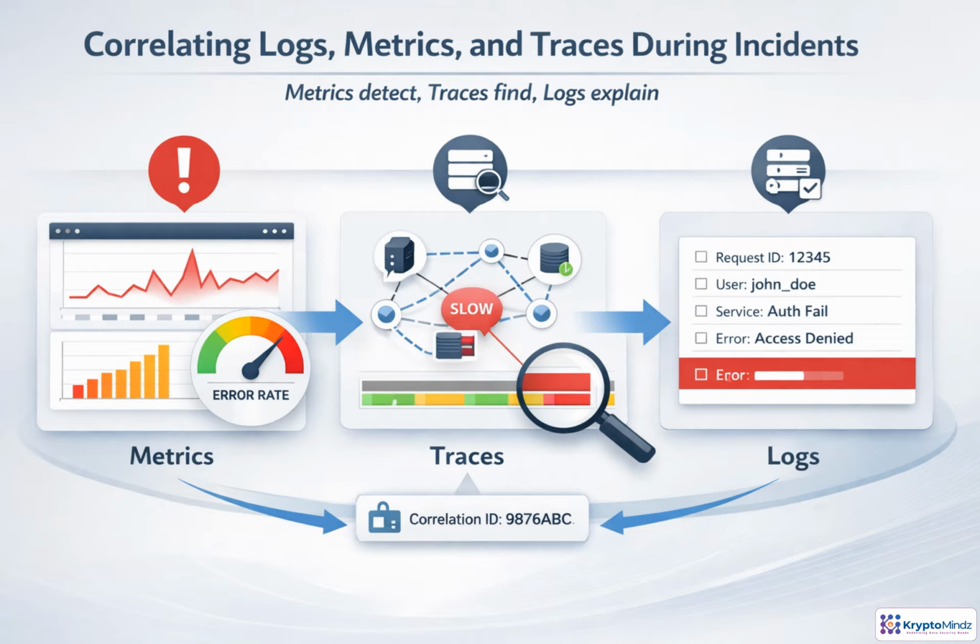The critical glue is the correlation ID. When the same identifier appears in metrics, exemplars, traces, and logs, the path from alert to root cause becomes shorter, and resolution becomes evidence-based instead of guesswork.